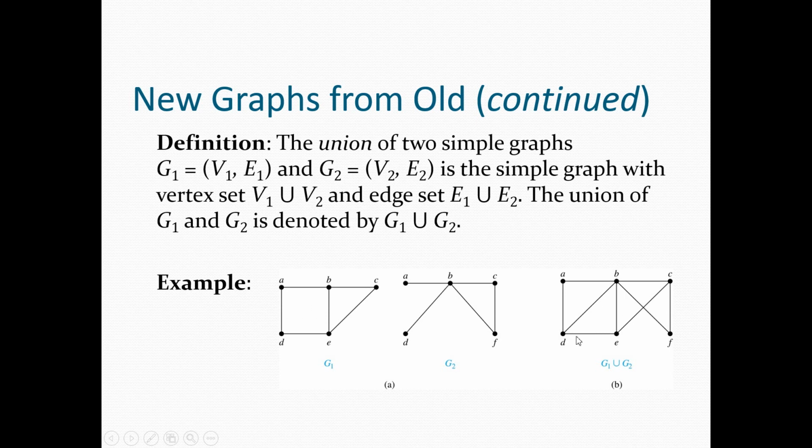Okay, you can see we draw common edges only one time, just like the union of sets. So this is the common edge between these two graphs, and it comes only once. Similarly, this is a common edge, so it is drawn only once. So this is the union of these two graphs.